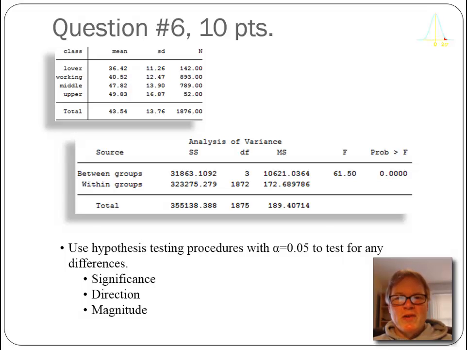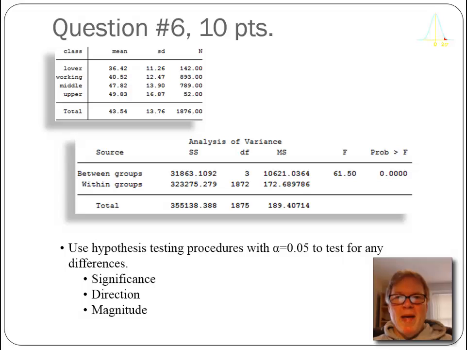Our interpretation is going to discuss significance, so we're rejecting the null hypothesis with alpha 0.05 and concluding that the observed average occupational prestige values for lower, working, middle, and upper class are statistically significantly different from each other. We're going to talk about the direction of the relationship, and here we can see in the table at the top that as we go from lower to working to middle to upper class, average occupational prestige increases.